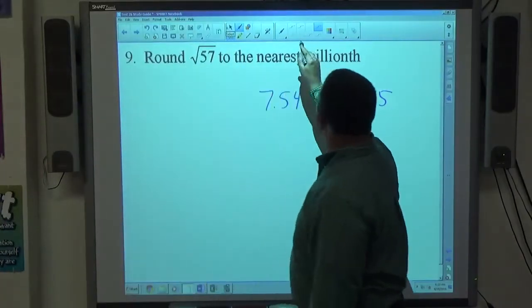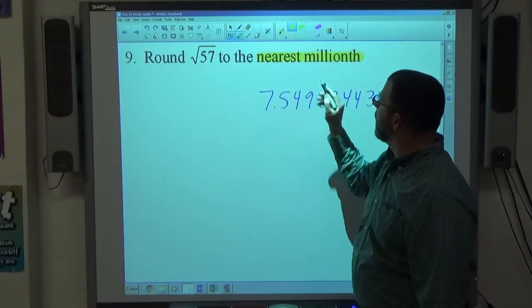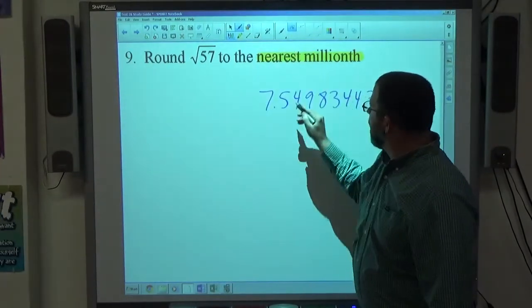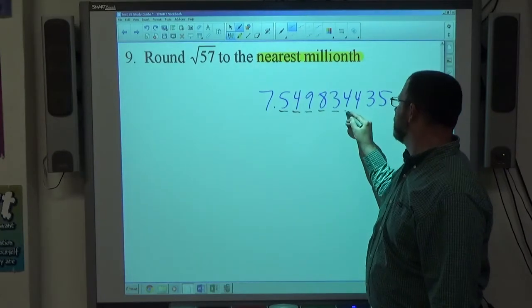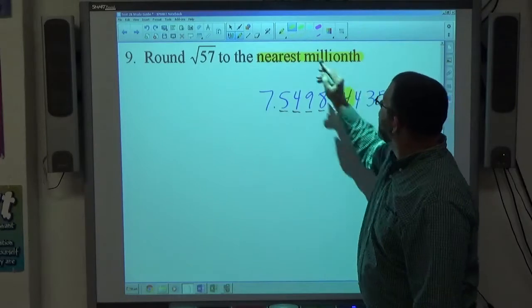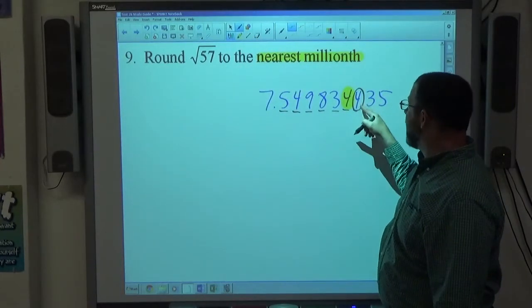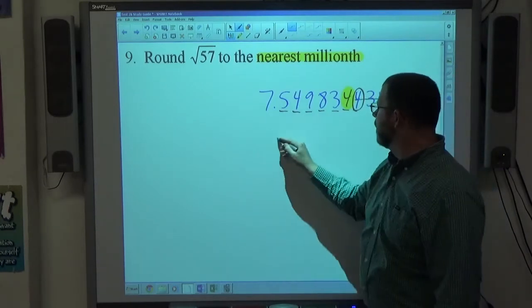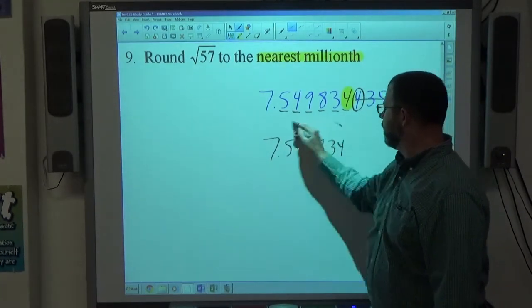Then we want to find the nearest millionth. Okay, so if we count place value, we have tenths, hundredths, thousandths, 10,000ths, 100,000ths, millionths. So the millionths place is right here. And the next digit after the millionths place is a 4, which is not 5 or bigger, so we just chop that off. 7.549834 is the correct answer.